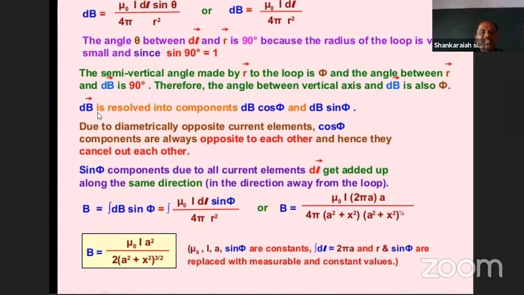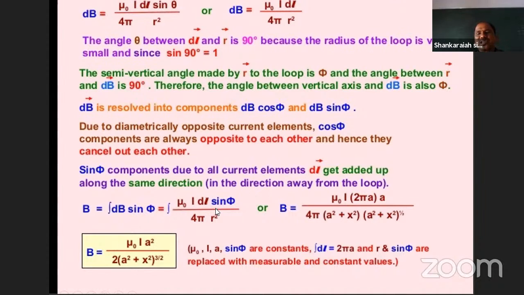Here, dB is resolved into two components, dB cos phi and dB sin phi. Due to the diametrically opposite current element, the same components are there. The dB cos phi components are always opposite to each other, and hence they cancel out each other. Next, the dB sin phi components due to all elements dL get added up.